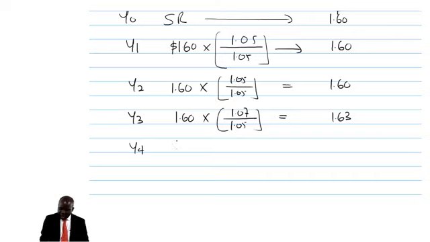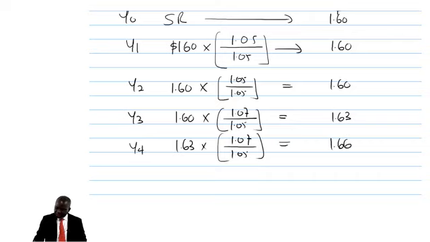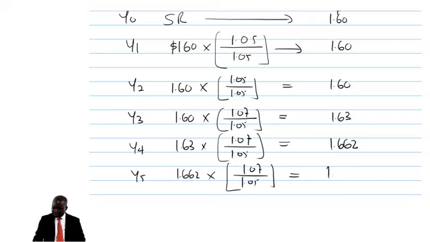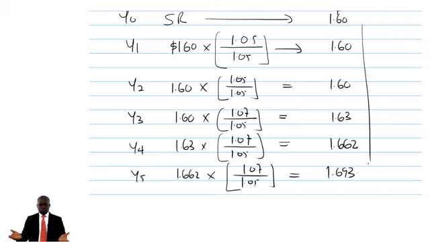Year 4, I will bring 1.63 multiplied by what is US inflation? According to the question, 7%, 1.05 for the UK, and that is giving 1.662. And then year 5, 1.662 multiplied by year 5 inflation rate. US is still 7%, UK is still 5%, and this is 1.693. So these are the exchange rates I will use over the period.